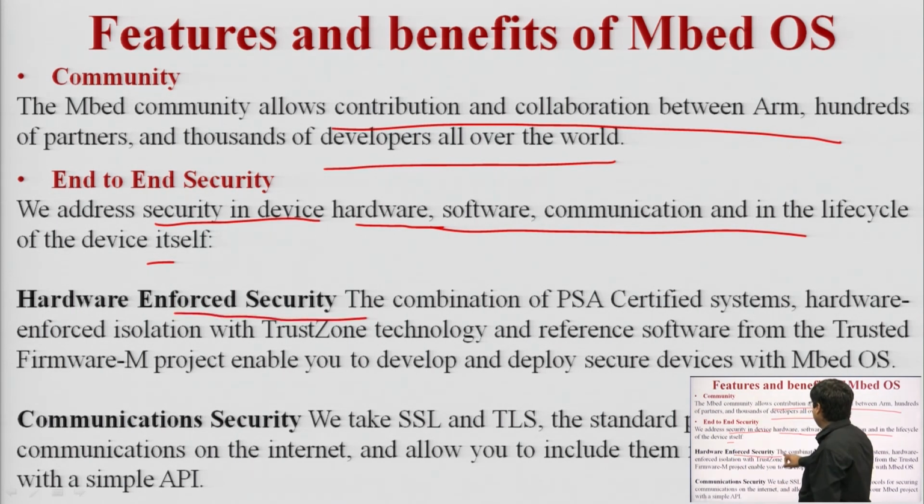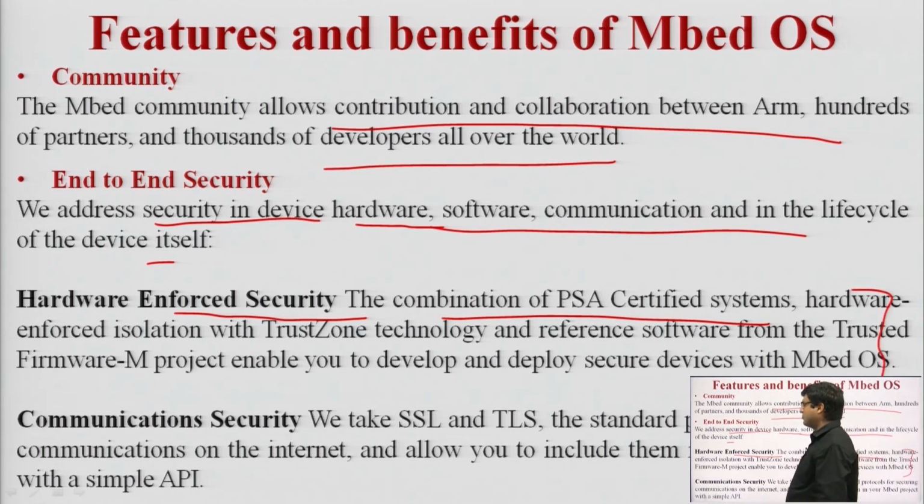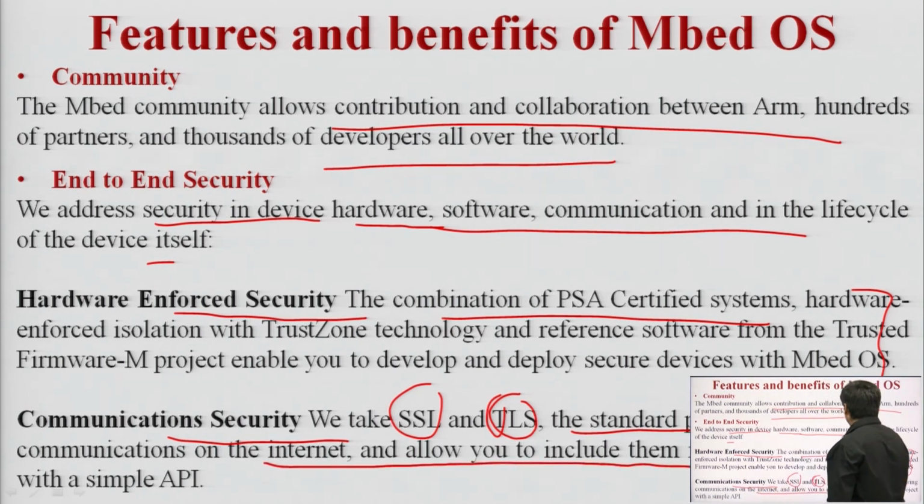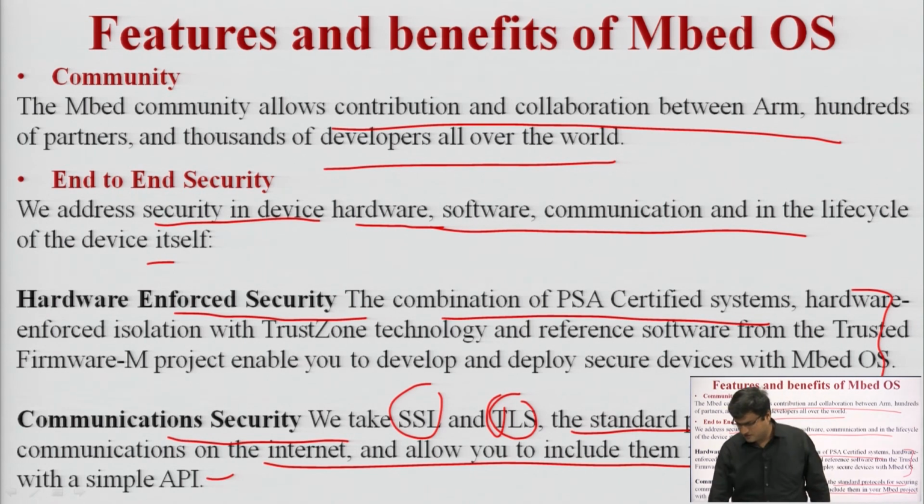Hardware for security, the combination of PSA. So basically this says that hardware security is available, software security is available, codes are secure, and for communication security SSL or TLS are used, that is transport layer security. Security services are available in embed. The standard protocols for securing communication on the internet allow you to include them in your embed project with simple APIs. Security features are also available.